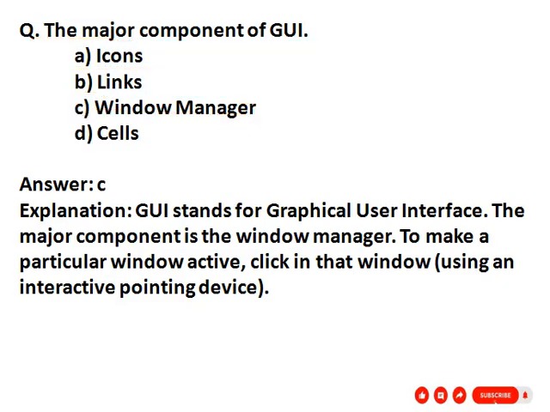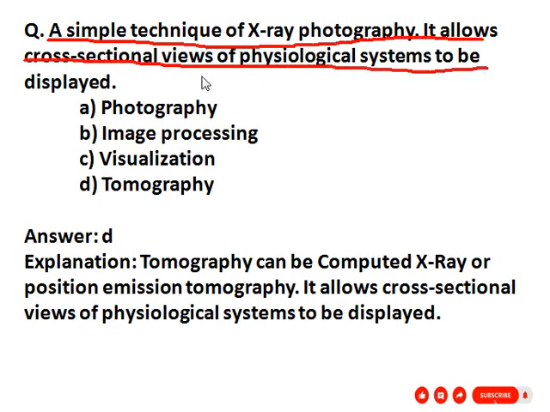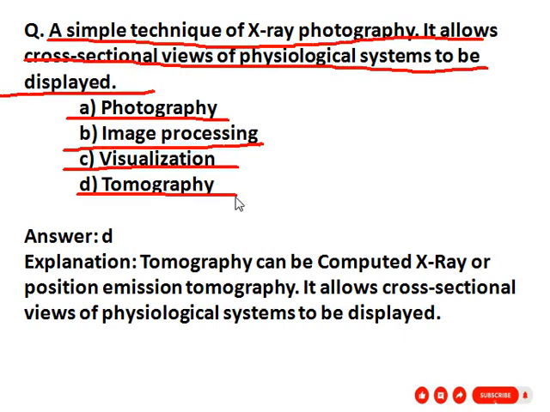Our next question. A simple technique of X-ray photography. It allows cross-sectional views of physiological systems to be displayed. Given options are A. Photography, B. Image processing, C. Visualization, D. Tomography. Your correct answer is option D. Tomography. So, tomography can be computed X-ray or positron emission tomography. It allows cross-sectional views of physiological systems to be displayed.